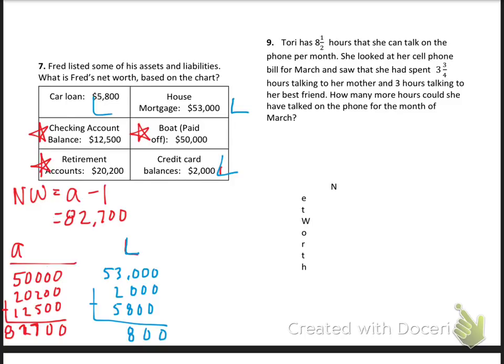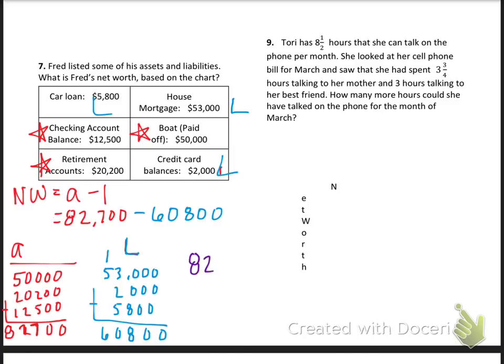Three plus 2 plus 5 is 10. 60. So our liabilities are 60,800. So net worth is just where you subtract the two. So I'm going to subtract 60,000 from 82,000.